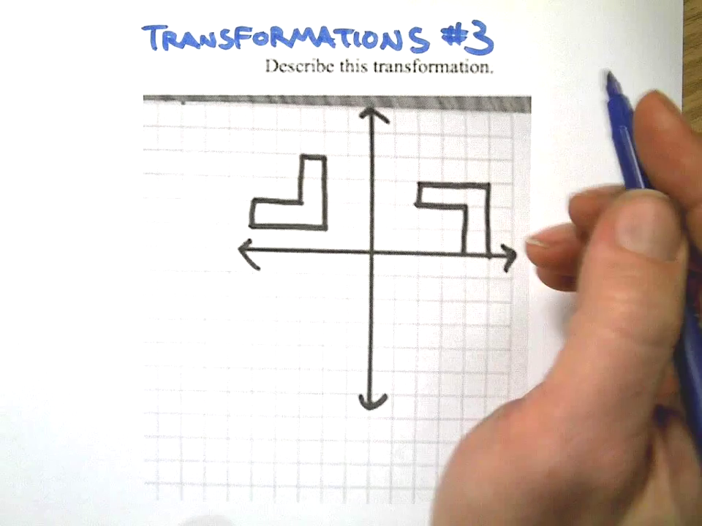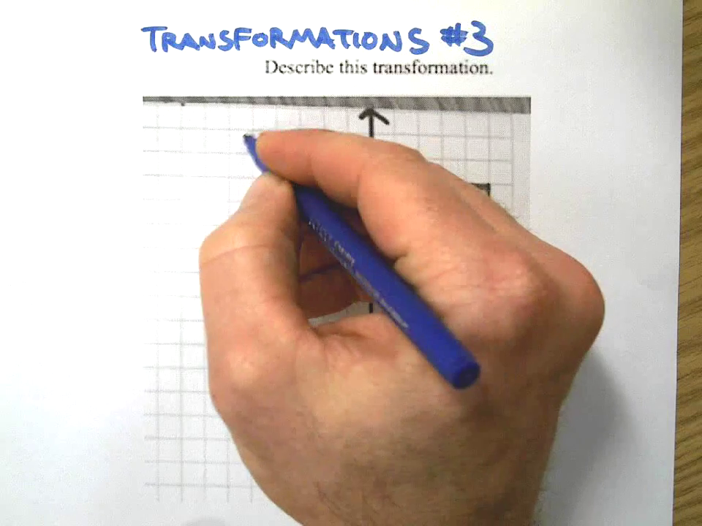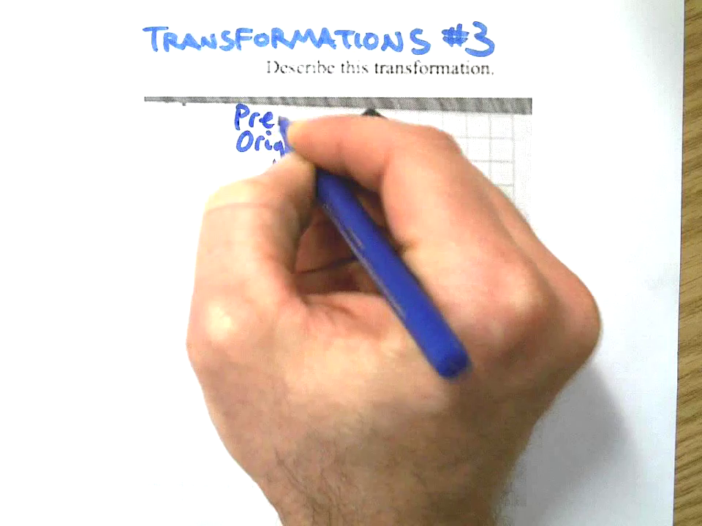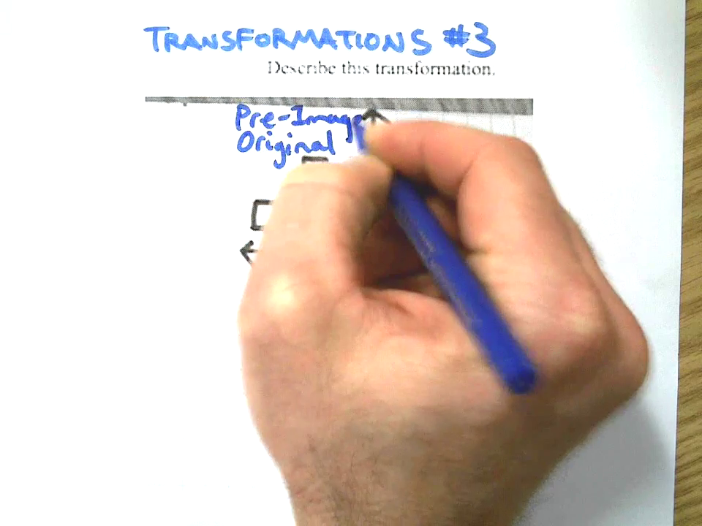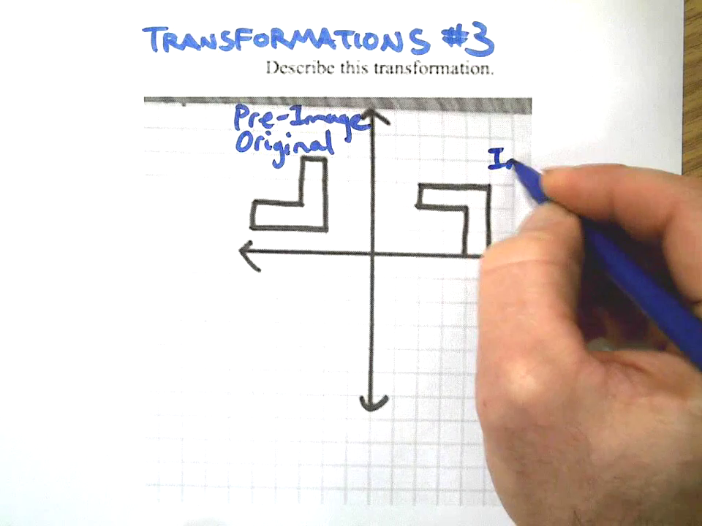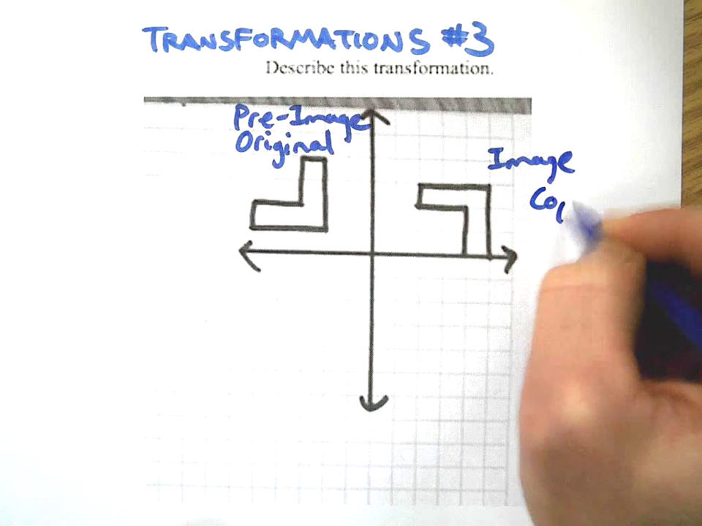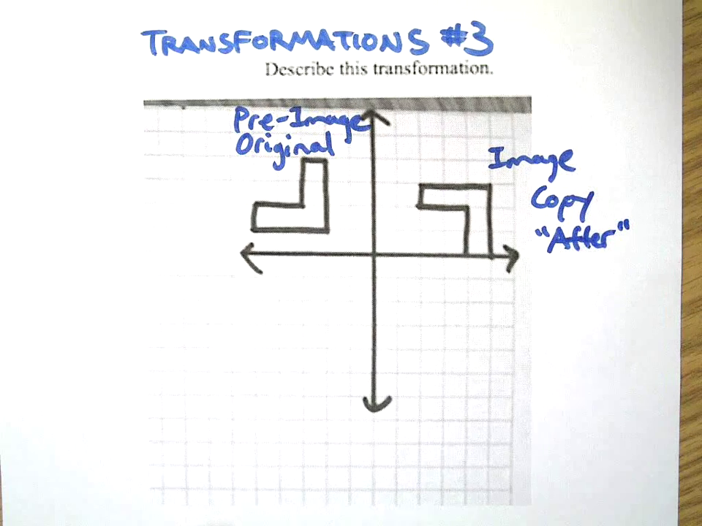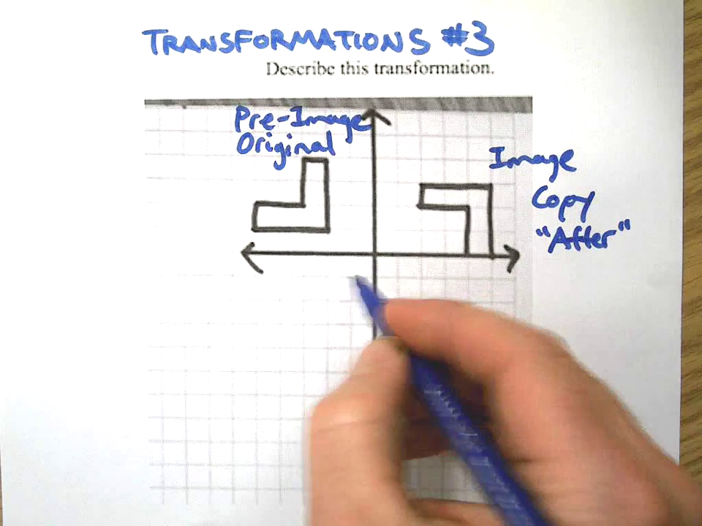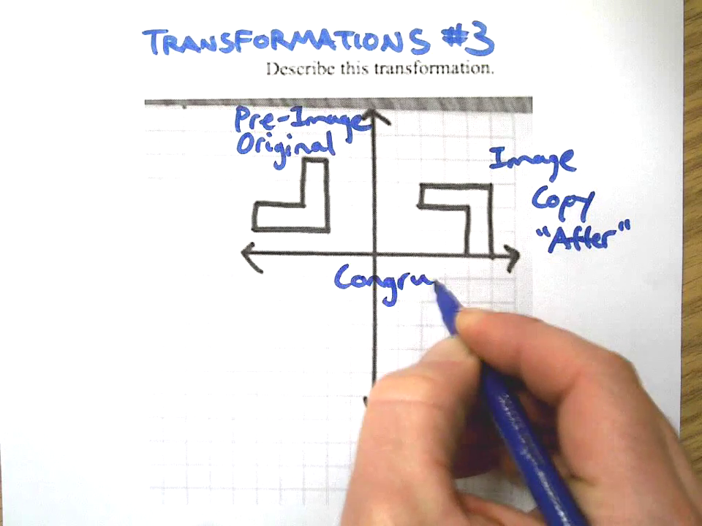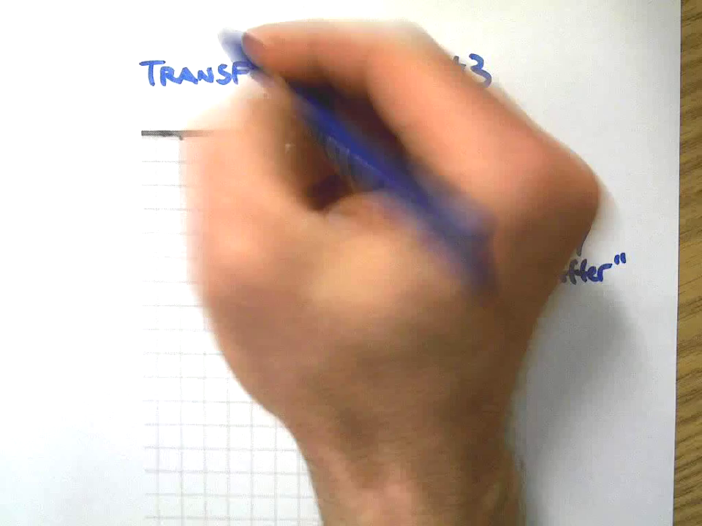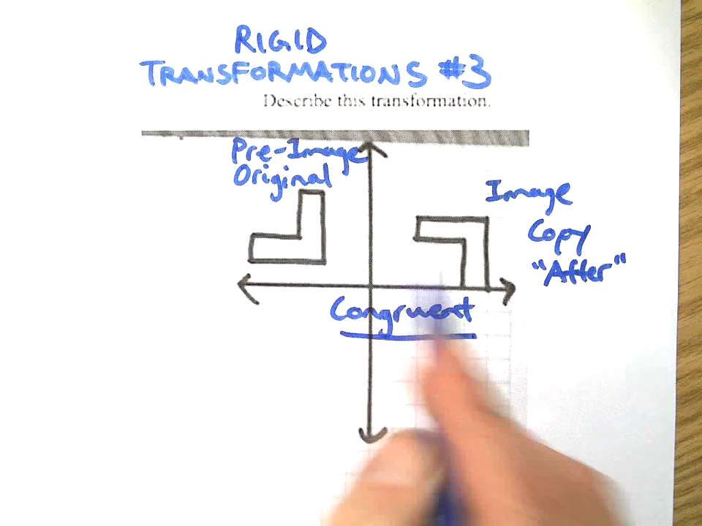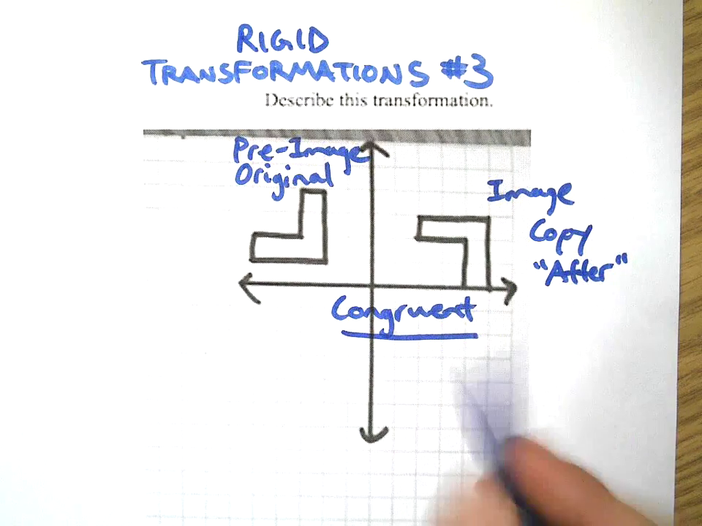Here we go. So first of all, if I'm going to describe this transformation, we need to have an original, which you could also call a pre-image, and then an image, the copy, the after, if you want to call it that. Okay, so first of all, this is a congruent shape. This is a rigid transformation, meaning that it uses a congruent shape. The shape stayed the same size and the same shape.